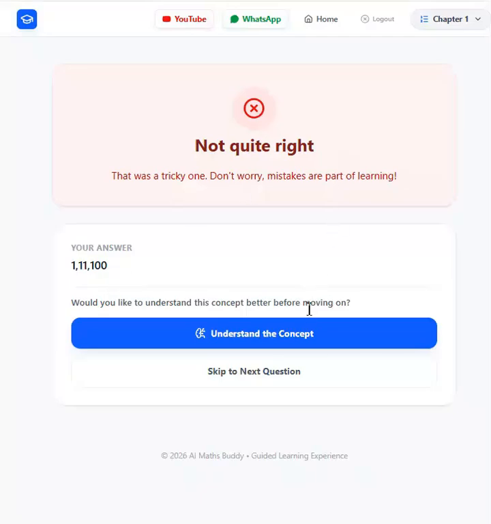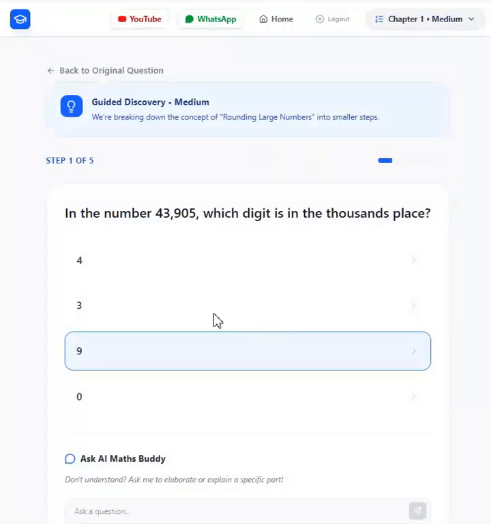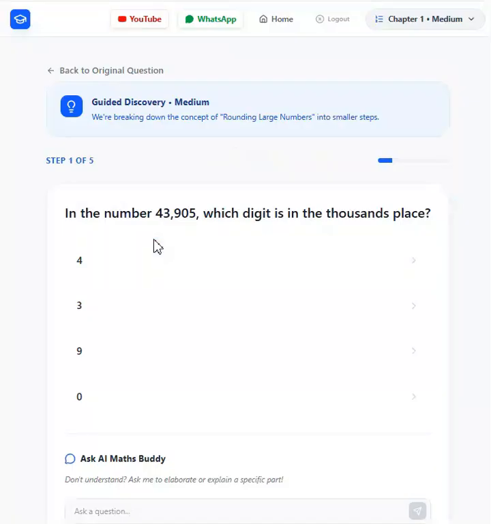So you have two options. Either you ask for the concept, what is the concept, why, how can I solve it, or you simply move to the next question. So suppose you click on Understand the Concept. Now it will start helping you with how to solve this question.